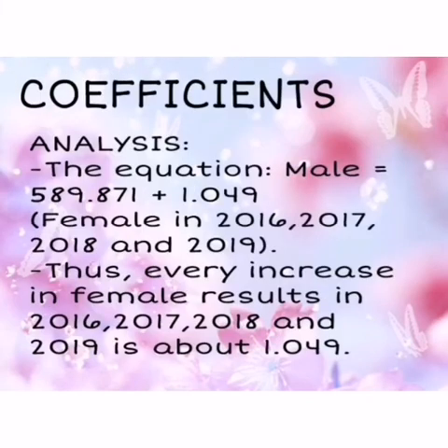Lastly is coefficient. The analysis is the equation male equals 589.871 plus 1.049, in bracket, female in 2016, 2017, 2018, and 2019. Thus, every increase in female result in 2016, 2017, 2018, and 2019 is about 1.049.